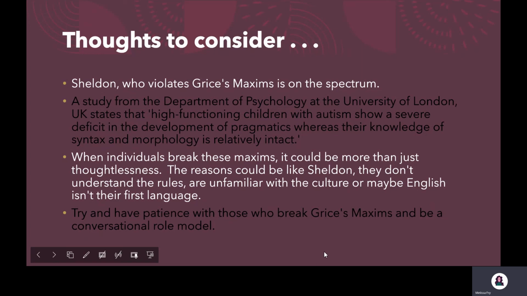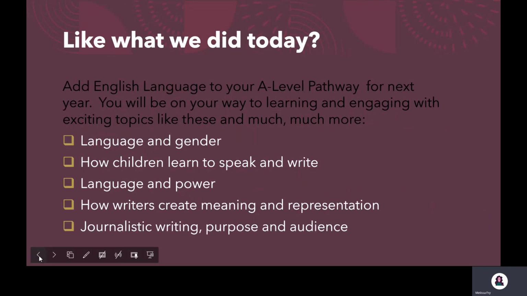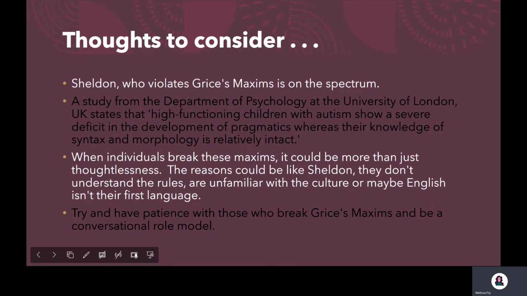So going forward, now that you have all this knowledge, one, observe conversations in a different way. See what people are doing, and are they following the maxims? And if they do break them, maybe ask yourself why. Are they doing it for a point? Or do they just not understand? And if they just don't understand, then be a good conversational role model. Show people what to do and lead the way forward.